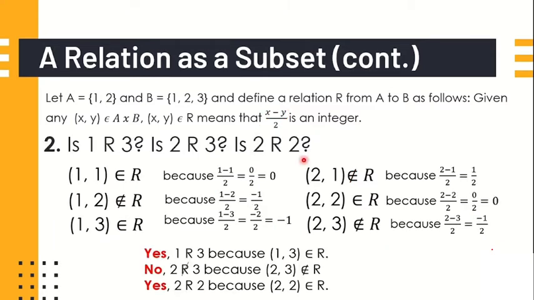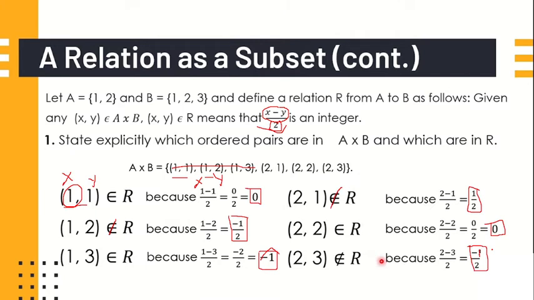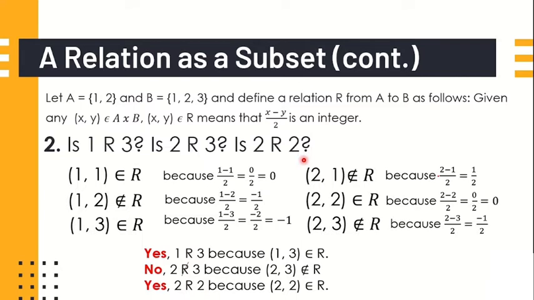Next, in question number 1, state explicitly. Then question number 2: is 1R3, 2R3, 2R2. So our 1R3, here it is. Is the 1 and 3 an element of the relation? Yes, sir. The 1 and 3 is an integer result, negative 1.